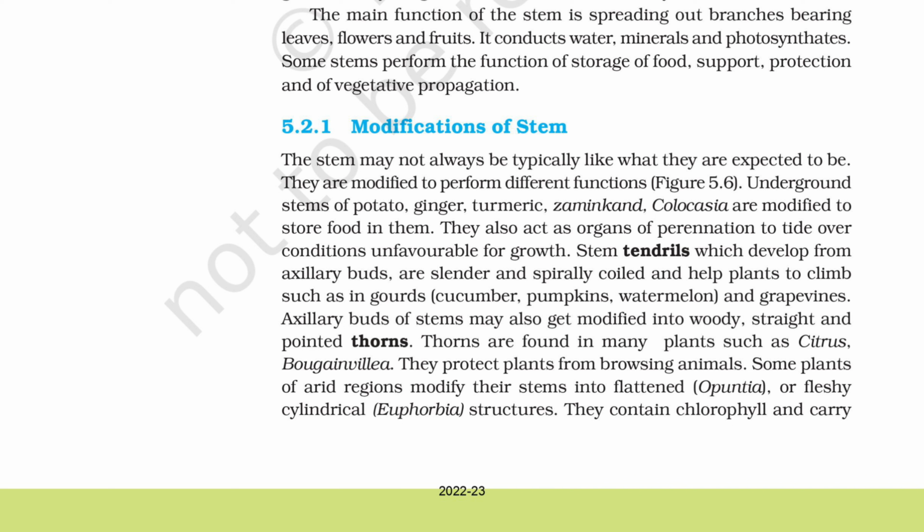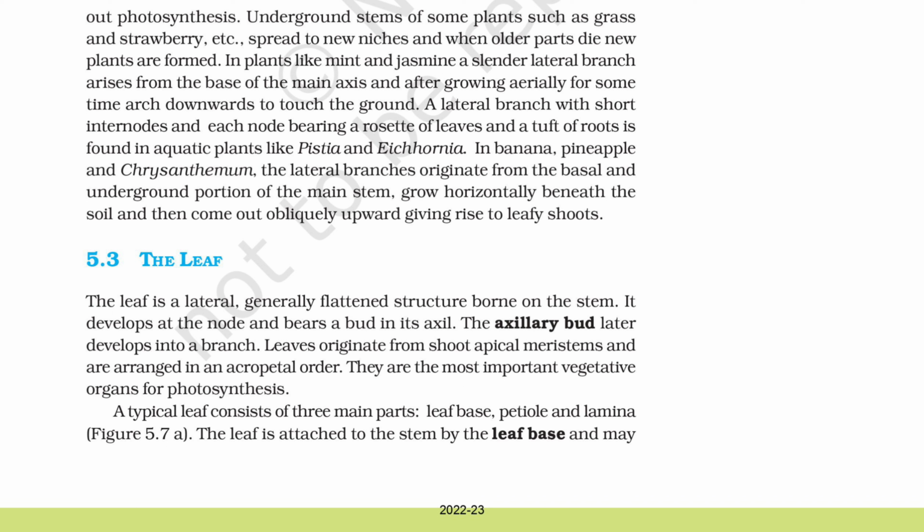Axillary buds of stems may also get modified into woody, straight and pointed thorns. Thorns are found in many plants such as citrus and bougainvillea. They protect plants from browsing animals. Some plants of arid regions modify their stems into flattened, open-shell, or fleshy cylindrical structures, as in euphorbia. They contain chlorophyll and carry out photosynthesis.